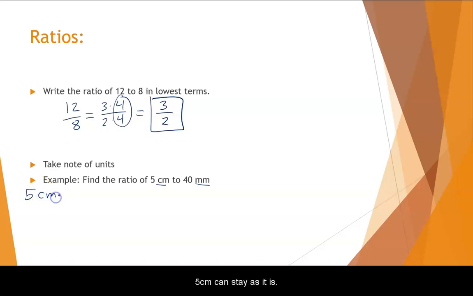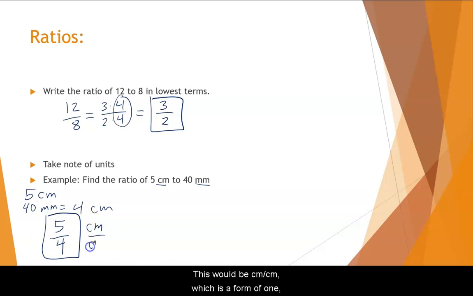So 5 centimeters can stay as it is, but 40 millimeters, I know that there's 10 millimeters in 1 centimeter, and so that would convert to 4 centimeters. The ratio of 5 to 4 is 5/4, and the unit drops away. This would be centimeters over centimeters, which is a form of 1, and so the ratio itself is unitless.